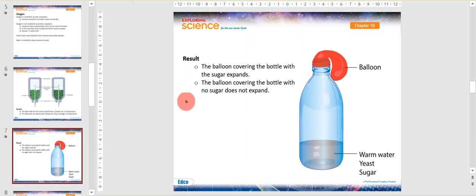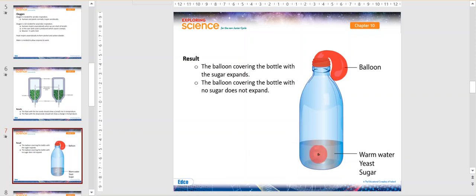So the result is that the balloon covering the bottle with the sugar expands. As respiration occurs down here, the balloon starts to expand because of all this extra CO2 gas that's being produced. So the balloon covering the bottle with no sugar does not expand.